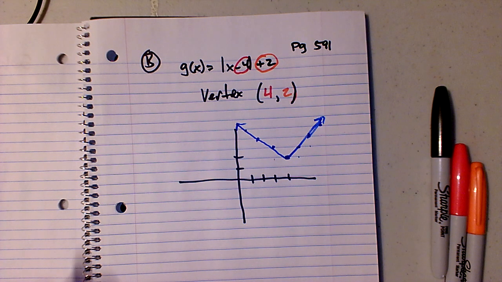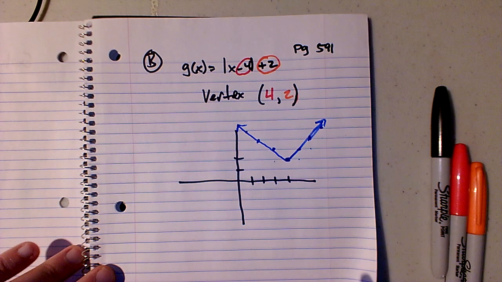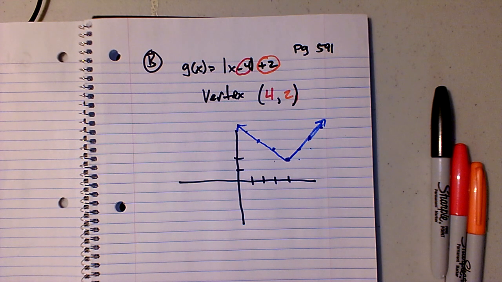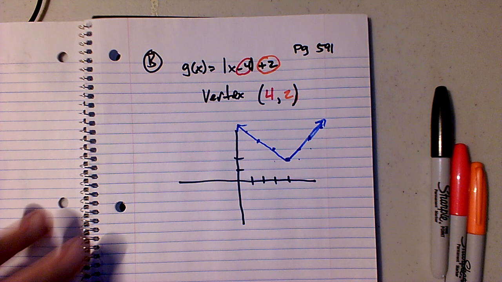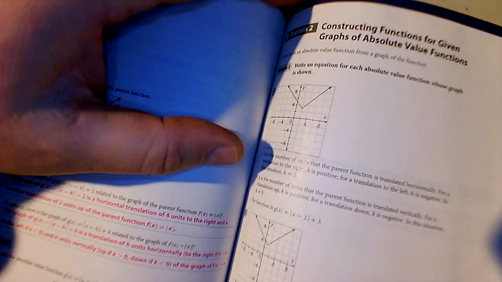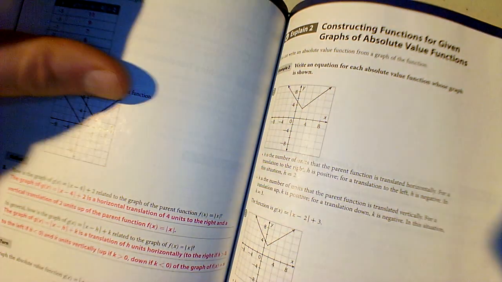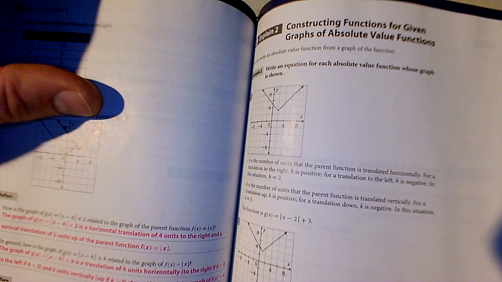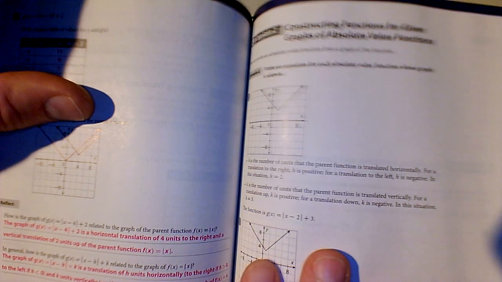All right, let's talk about if you're given a graph, what would your equation be? And now I'm going to do a combination of book and paper. This is on page 592, so please go to 592 in your workbook.